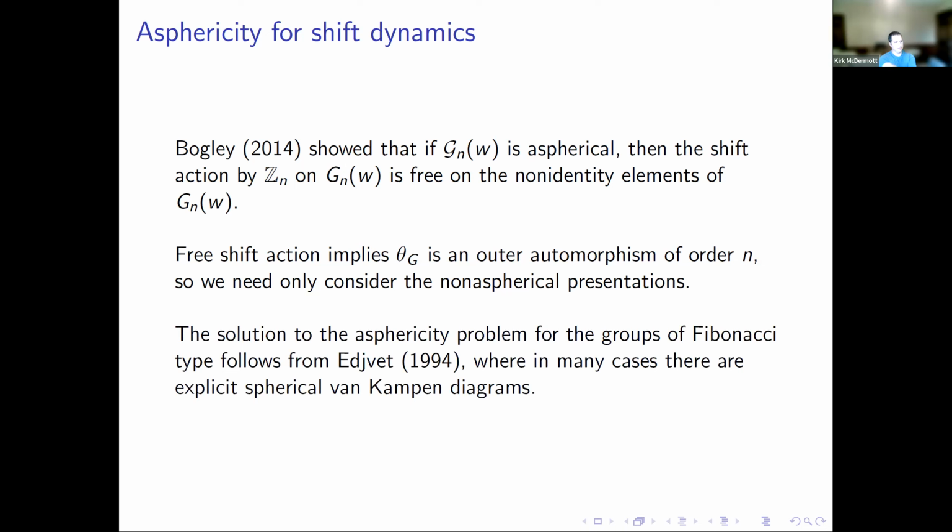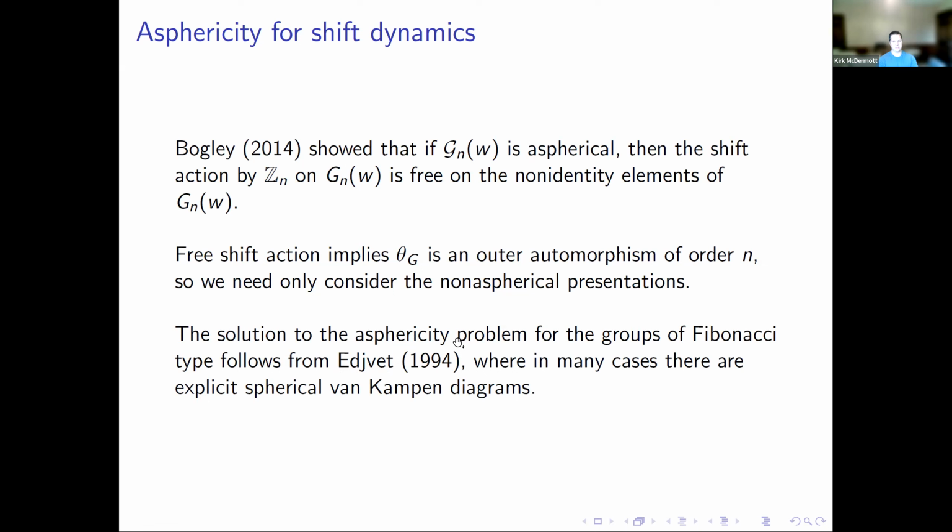So I'm going to leave this as a black box, but it turns out for cyclic presentations, you can form a semi-direct product determined by the shift. You obtain a two-generator, two-relation presentation, which allows you to easily produce a relative presentation. And Martin Edjvet in '94 solved the asphericity problem for all these one-related relative presentations. So we can use this classification and see what's happening in the non-aspherical cases.